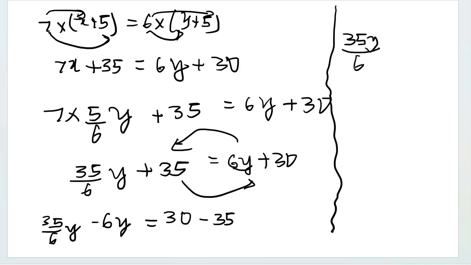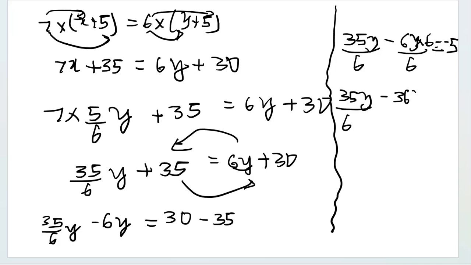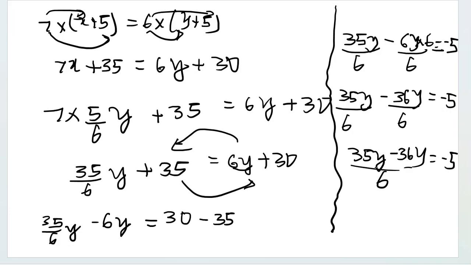So we do 35y upon 6 minus 6y multiplied by 6 upon 6. This is minus 5. 30 minus 35 is minus 5. So this is 35y upon 6 minus 6 6 is 36y upon 6 is equal to minus 5. Then we write 35y minus 36y upon 6 is equal to minus 5. 35 minus 36 is minus 5 upon 6 is equal to minus 5.